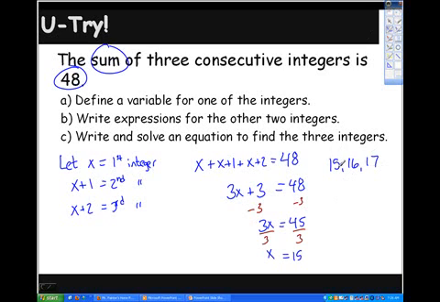Let's see, if I take 1 away from the 15 and put it with the 16, that'll give me 14, 17, and 17. I know 17 and 17 is 34. I can do that in my head. And I know 14 more would be 48. So that does check out. This is the three consecutive integers. Go ahead and pause here if you need to study that.